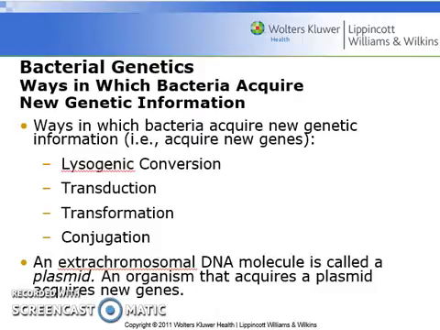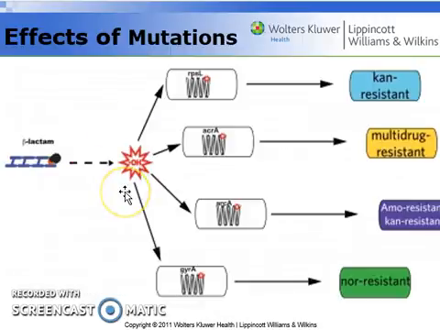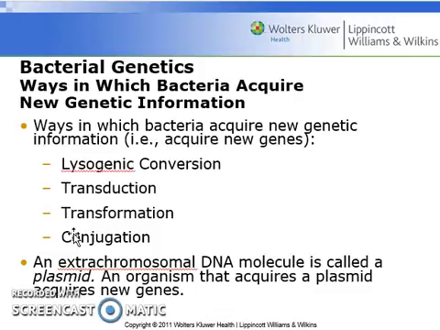Okay, so let's talk a little bit more about how bacteria take on new genetic information. Like, how does a bacterial cell that was once impacted by an antibiotic like methicillin go from being subjected to an antibiotic to being resistant against the antibiotic? Well, there's a couple of ways this can happen. And so we have essentially the processes of conjugation, transformation, transduction, and then lysogenic conversion.